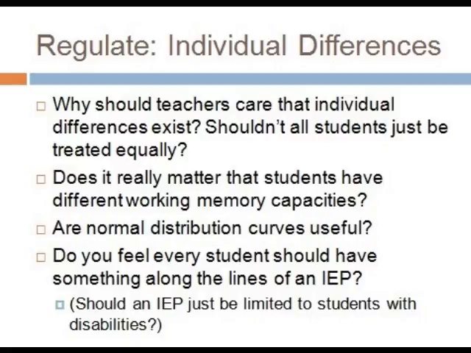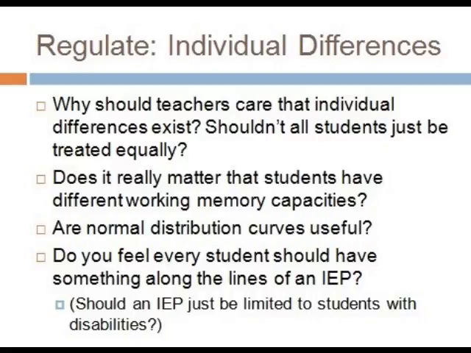To answer the question, why should teachers care that individual differences exist? Shouldn't all students just be treated equally? Teachers should care that there are individual differences because students shouldn't be treated equally, they should be treated fairly. Being treated equally is different than being treated fairly. If you're treated equally, that means you treat them exactly the same, and that would just be saying that everyone is the same, that there are no differences that need to be accounted for. Treating them fairly means that you take into account the differences that are there and you provide accommodations so that each student has an equal chance of learning.